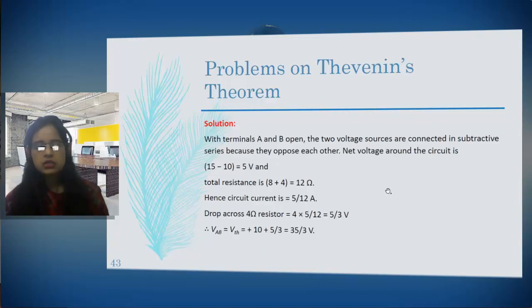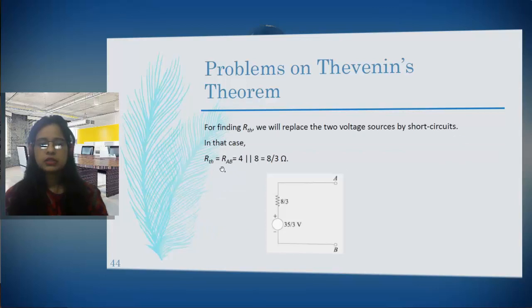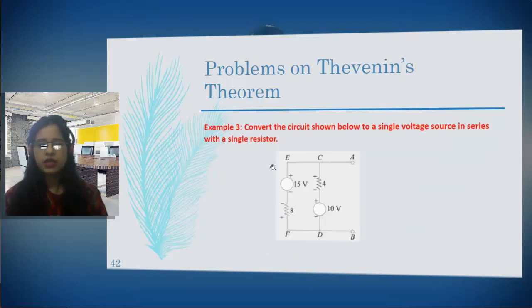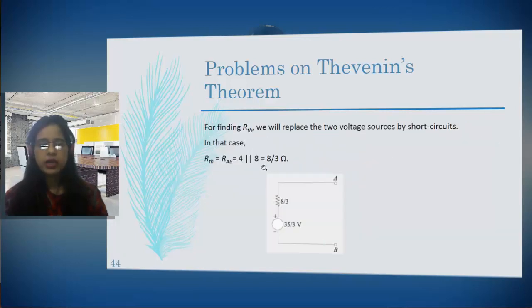For finding out internal resistance, we remove all the sources, let it be voltage source, let it be current source. We remove all the sources and find out the equivalent resistance as viewed from the open terminal. When we view from this terminal, this resistance 4 and this resistance 8 are connected in parallel. So RTH is equal to RAB is equal to 4 parallel to 8, and the equivalent of 4 and 8 is 8 by 3, which is the RTH.